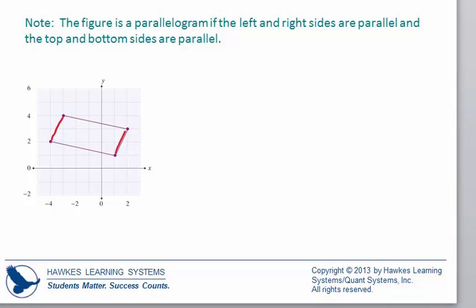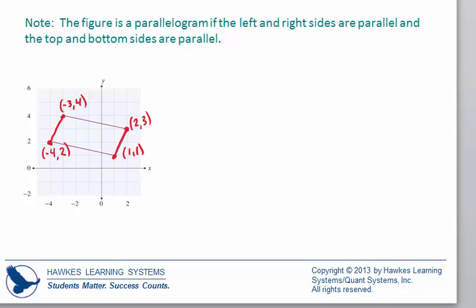So let's determine the coordinates of our points. This point right here is the point -4, and the y value is 2. This point is -3, and the y value is 4. This point is the point 1, 1. And that point is the point 2, 3.